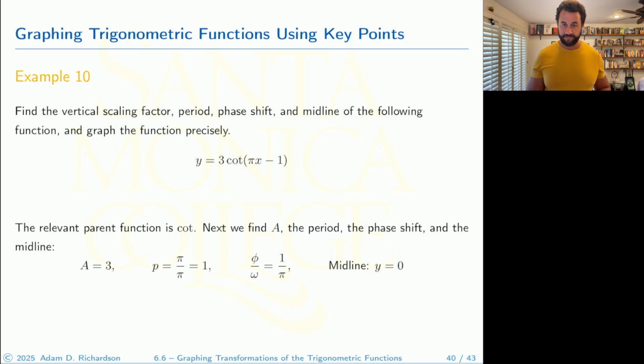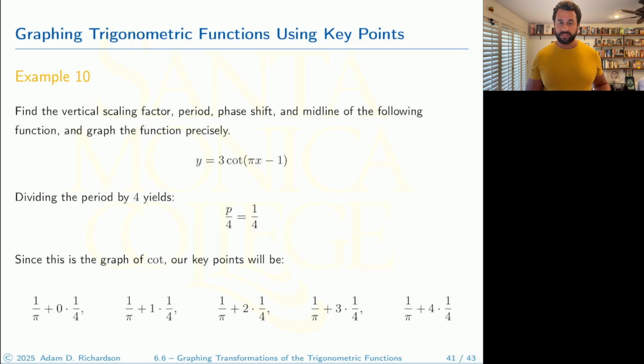So same thing here. Here we go. A is 3. The period is 2 pi over pi. In this case, omega is pi. So our period is 1. That's okay. In fact, it's very, very common to make the period 1, so that way the frequency is 1 and everything just works out nicely. It's like scaling everything so that it occurs in unit time. The phase shift is 1 over pi. And there's no vertical shift, so the midline is 0.